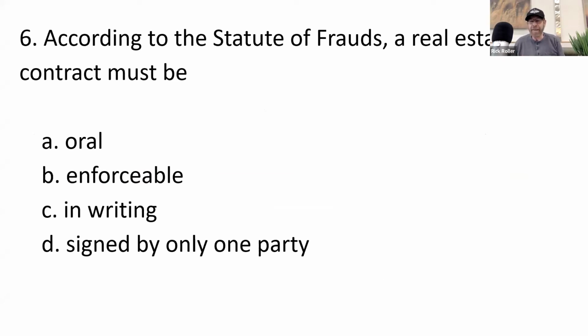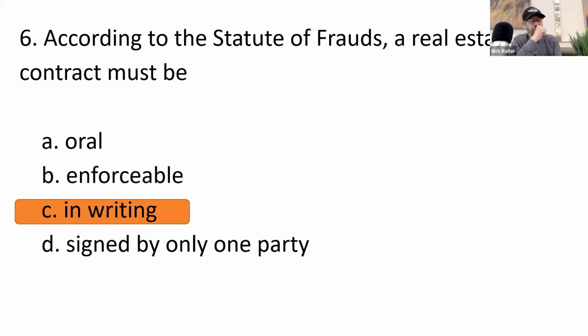And another one is the Uniform Commercial Code. But according to the statute of frauds, a real estate sales contract must be oral? Exactly opposite. Look at C, in writing. That one sounds really good. It's only enforceable if it is written, and that's the main one, but it also has the other aspects of a legal contract, like competent parties. Signed by only one party? Obviously that's not good. So the correct answer to this one is in writing, because that's what the statute of frauds primarily does.